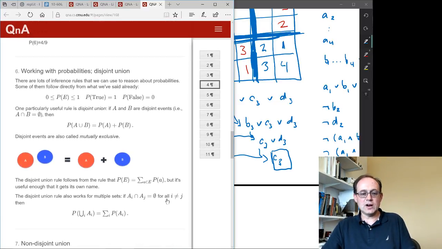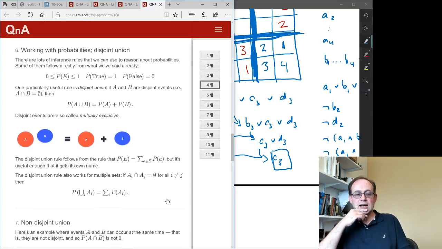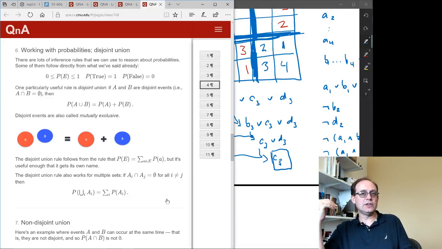All right, so there are a lot of useful rules for working with probabilities, and the point of this section is to remind you of those rules and give you practice with working with all of those rules. So let's see, we probably have time to get through at least a couple of them.